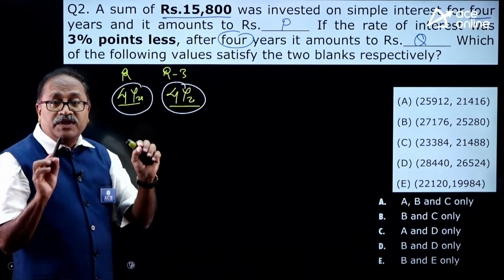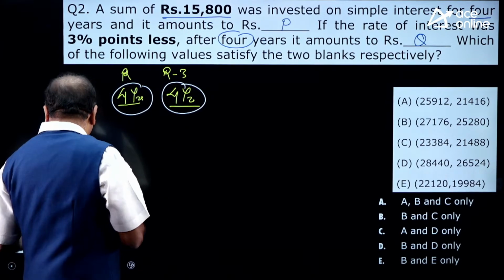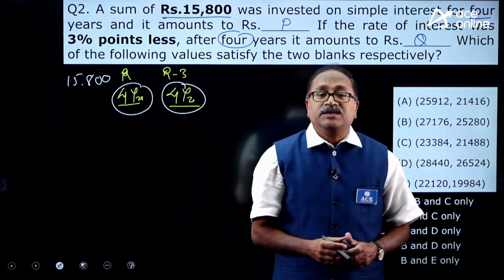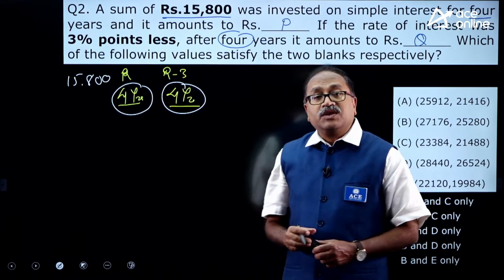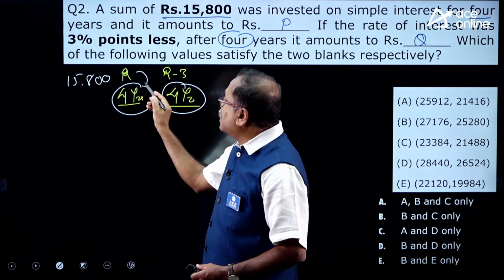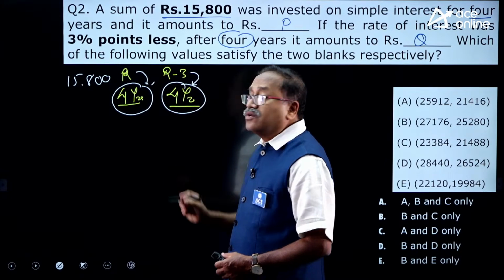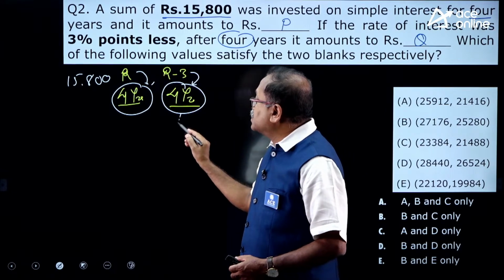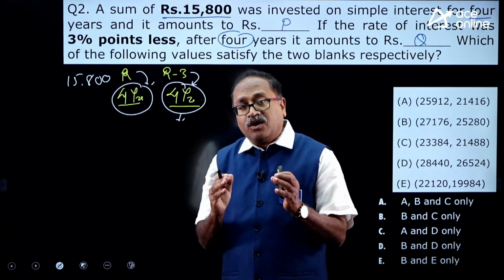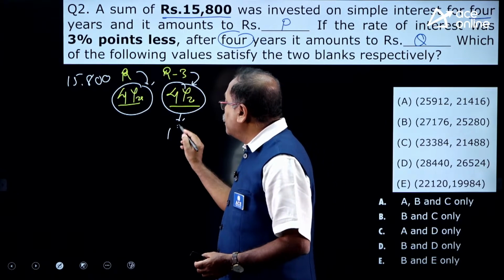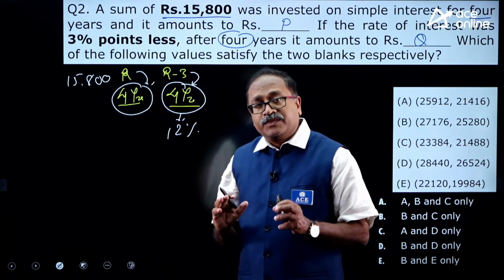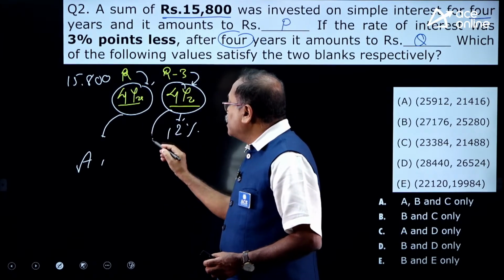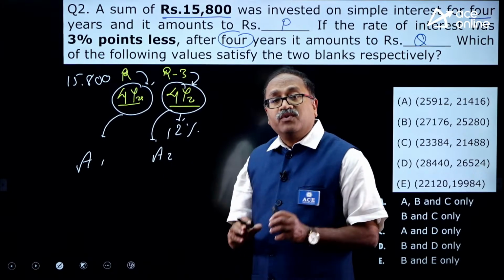Here the principal is 15,800. In the first case the principal is 15,800. In the second case also the principal is 15,800. Where is the difference? Here you are getting R% and here you are getting R minus 3%. For 1 year if 3% less, for 4 years it will be how much percentage less on the principal? So 4 into 3, that is 12% less. That means the amount 1 is this one and here the amount 2. What should be the difference?